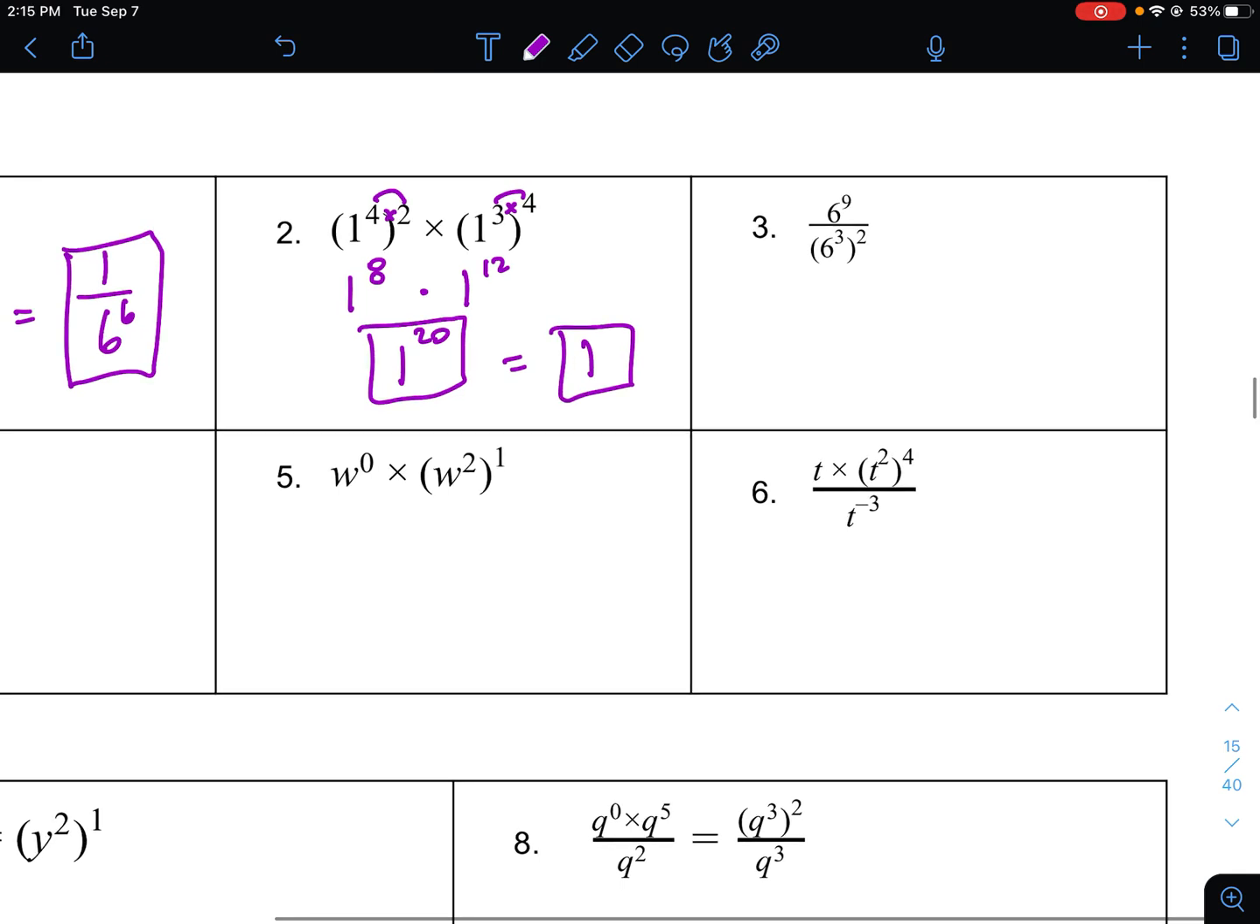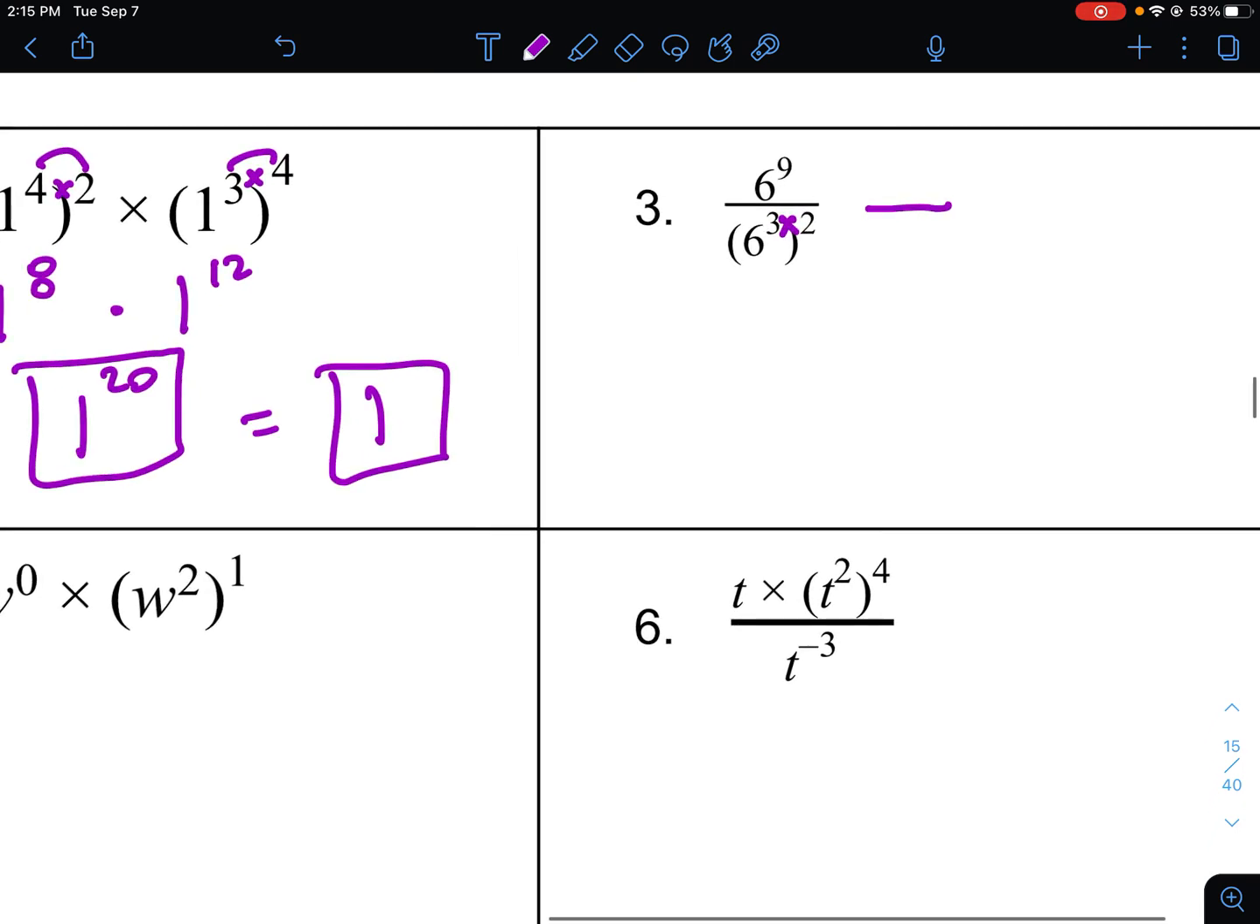Number 3, we have 6 to the 9th on top. That's good. On the bottom, we have to simplify that. 6 to the 3rd raised to the 2nd power. Well, that is going to be 6 to the 6th. On top, we have 6 to the 9th still. Can we simplify it further? Yes. Remember, when you divide, you're subtracting.